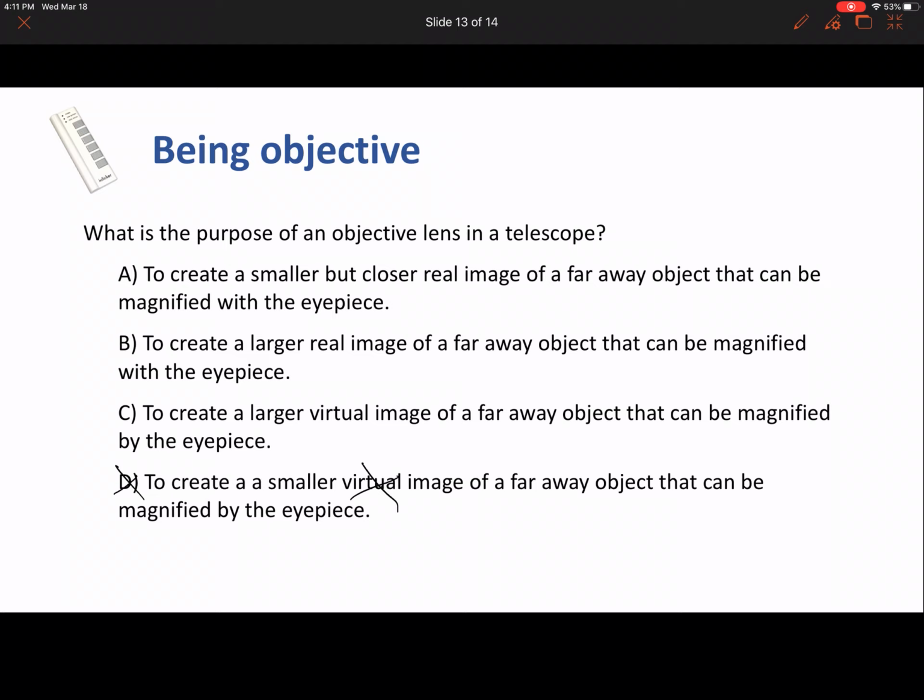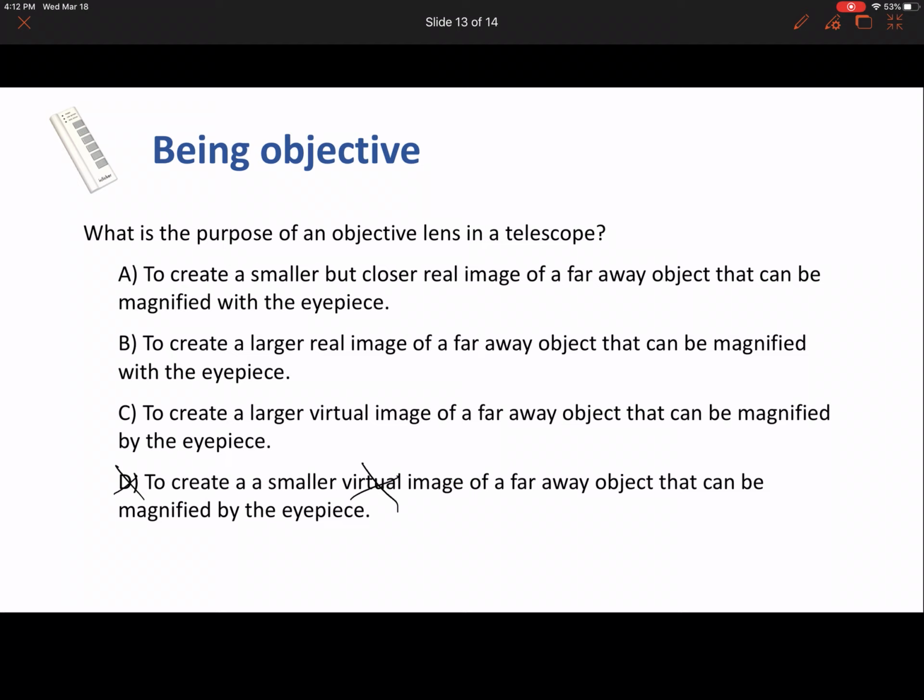We also, and here's the thing about telescopes, that objective lens is not designed to create a larger image of the thing you're looking at. Like, let's say you're taking a telescope and you're looking at the moon. The image created by the objective lens is not larger than the actual moon.